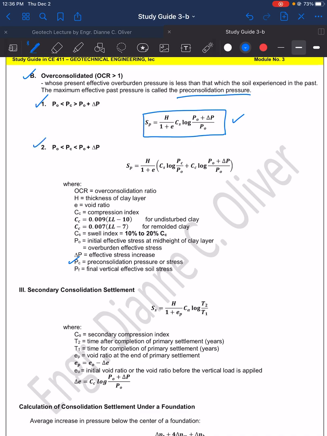Okay, we have the second case. We have the P sub O, or the initial effective stress, is less than the pre-consolidation pressure or stress, and that pre-consolidation pressure or stress is less than the P final, or the P sub O plus delta P. And if this case has been satisfied, then this is our formula. S sub P is equal to H over 1 plus E multiplied with C sub S log of P sub C over P sub O plus C sub C log of P sub O plus delta P over P sub O.